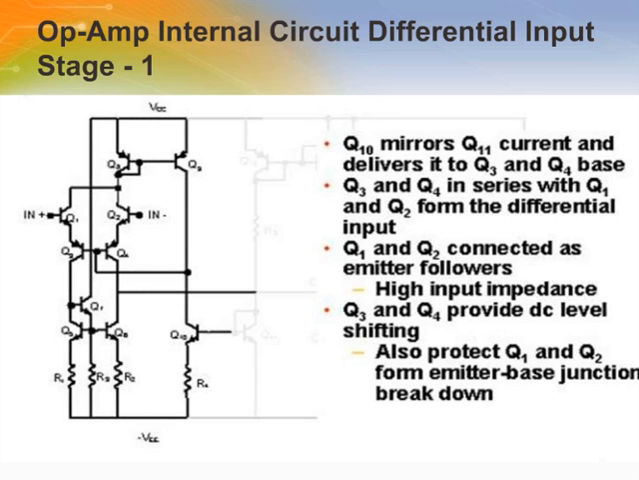Q3 and Q4 provide DC level shifting. They also protect Q1 and Q2 from emitter-base junction breakdown. For NPN transistors, the emitter-base junction breakdown happens at about 7 volts of reverse bias. For PNP transistors, this breakdown happens at about 50 volts. If, accidentally, the input pins have a large reverse voltage across, Q3 and Q4 actually protect Q1 and Q2 and prevent the op-amp from breaking down.